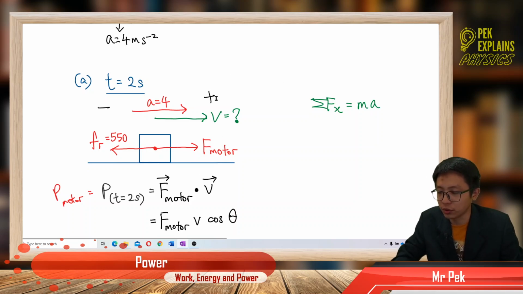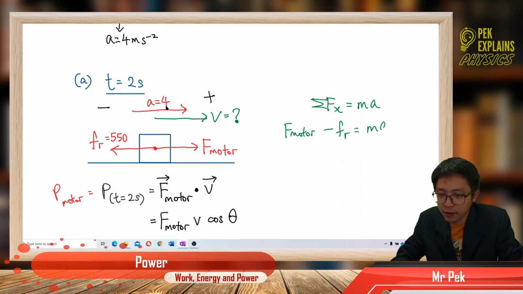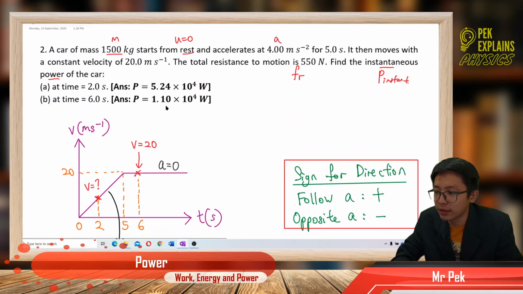So we can say force of the motor is positive because it follows acceleration. Friction is negative because it is opposite acceleration. So just write that down: F motor is positive, negative the friction, equals mass times acceleration. Now we can find the force of the motor. Friction is 550. Mass given is 1,500.